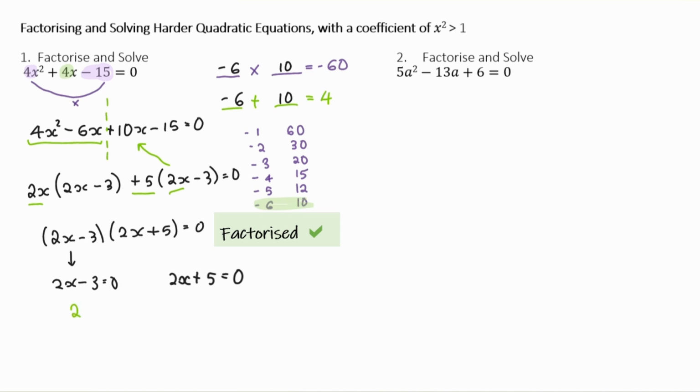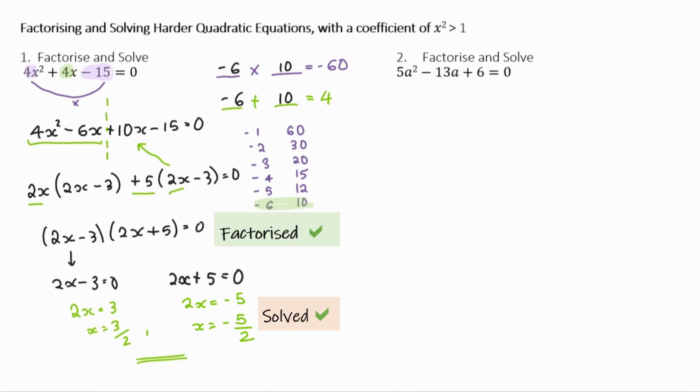So for the first one, if 2x minus 3 is equal to 0, we can add 3 on both sides, which would give us 2x is equal to 3. We then divide both sides by 2, and that would give us x is equal to 3 over 2. For the second one, if 2x plus 5 is equal to 0, we can take away 5 on both sides, so that would be 2x is equal to minus 5, which means x is equal to minus 5 over 2, and those are our two solutions.